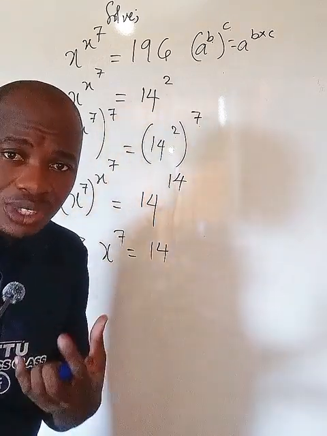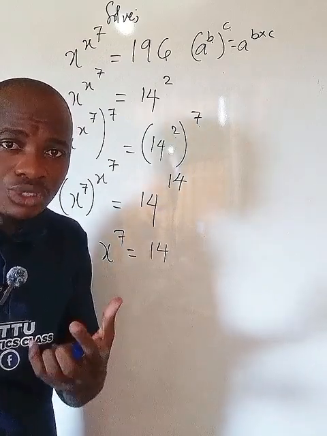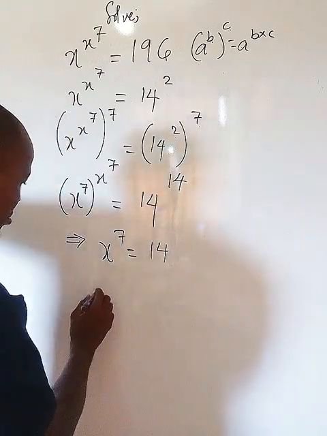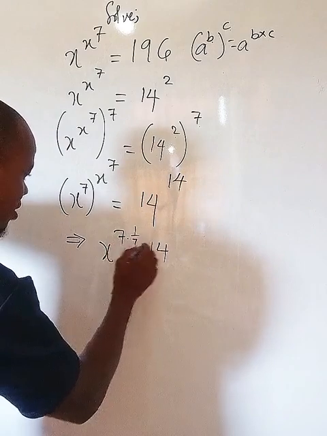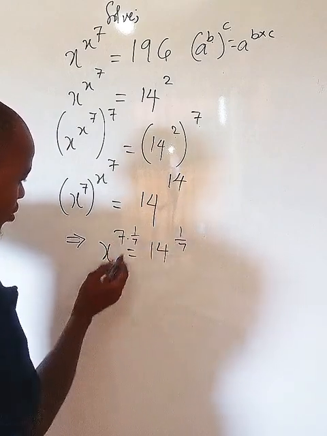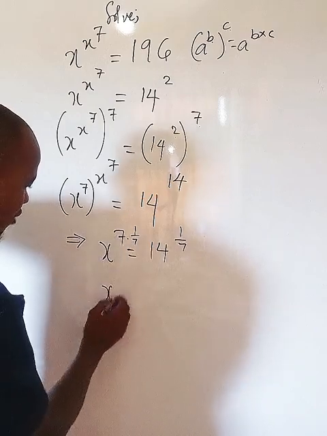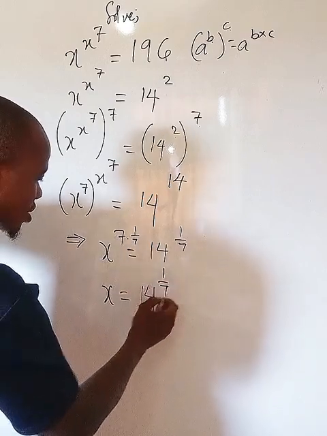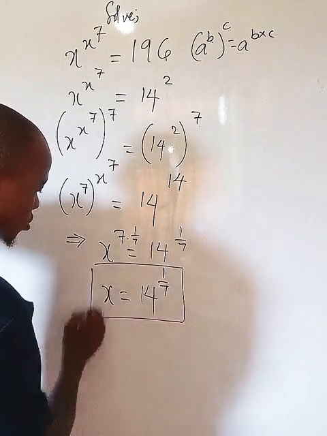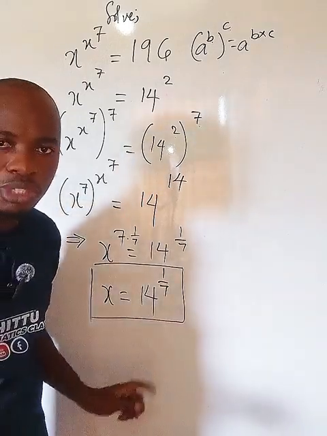So now from here, what's the next thing to do? It is to take the 7th root of both sides. Taking the 7th root of both sides of the equation means we multiply this power by 1 over 7 and this by 1 over 7. So this 7 cancels this 7, and we're going to have x equals 14 raised to the power of 1 over 7. And this is the solution.